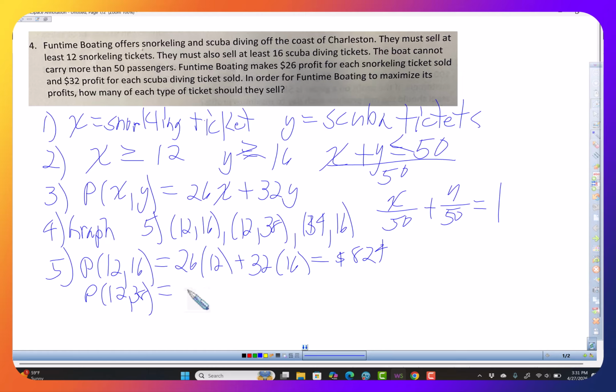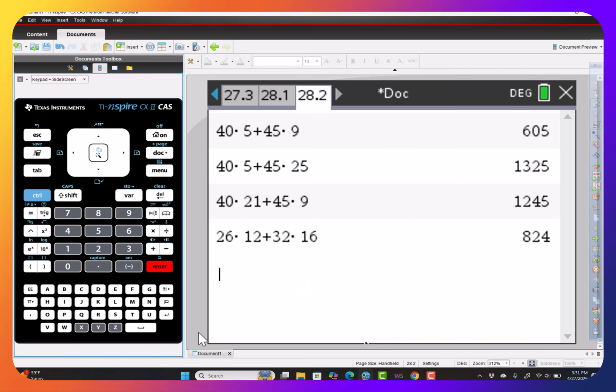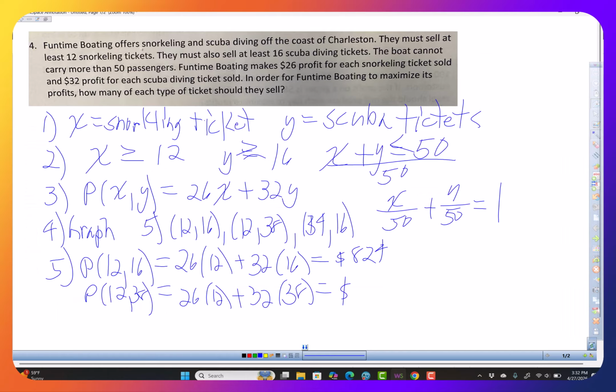And then P at (12, 38) is 26 times 12 plus 32 times 38. So 1528.